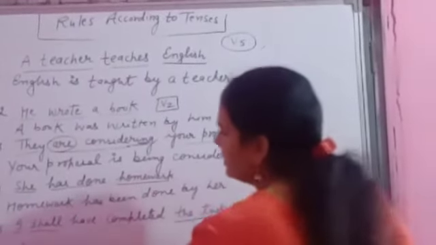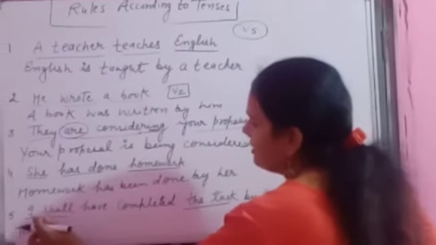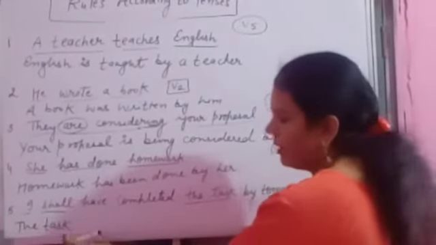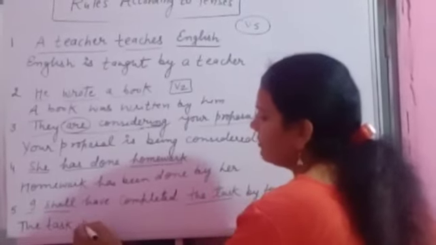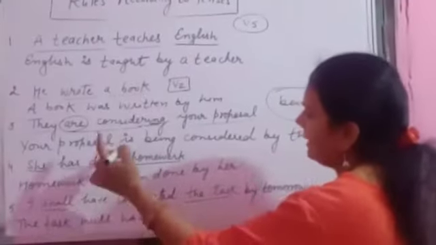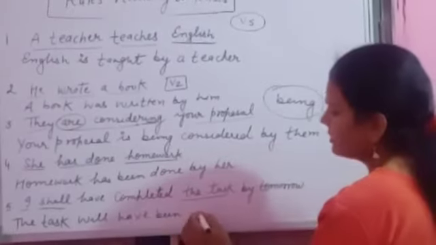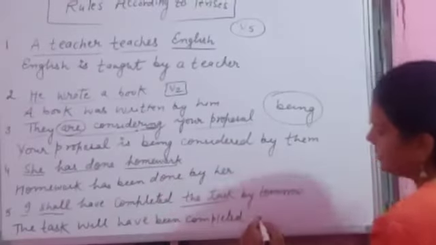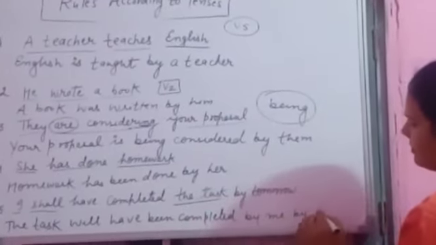Now change into subject. The task. Now shall we always use in future tense, shall with I and we. But we have the name of something, the task, that's why we will use here will. Have, has and had, with these we always use been in passive voice. Been completed by me by tomorrow.